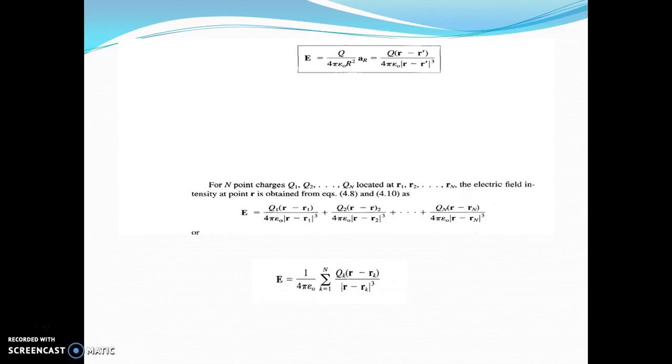E is equal to 1 by 4 pi epsilon naught sigma k is equal to 1 to N Qk (R minus Rk) by magnitude of R minus Rk cubed.